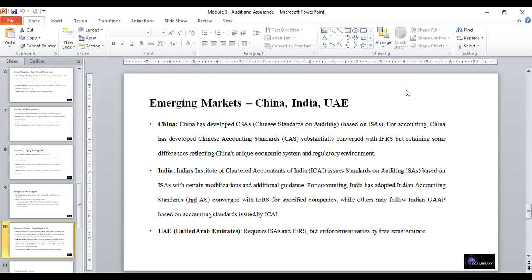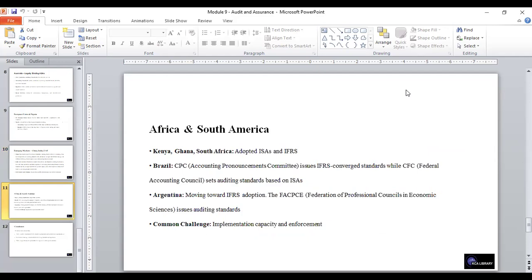For India, the Institute of Chartered Accountants of India issues standards on auditing based on ISAs with certain modifications and additional guidance. For accounting, India has adopted the Indian Accounting Standards converged with IFRS for specified companies, while others may follow Indian GAAP based on accounting standards issued by the ICAI. The United Arab Emirates requires ISA and IFRS, but enforcement varies by free zone or emirate. Kenya, Ghana, and South Africa have adopted ISA and IFRS.